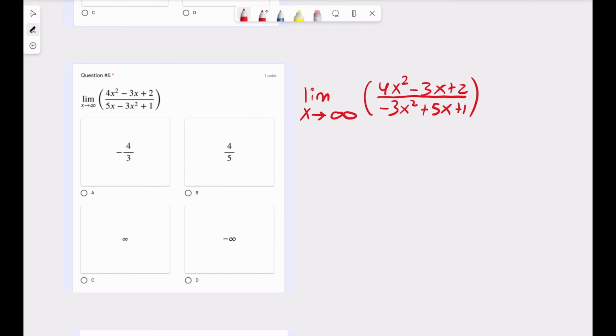So the most important thing about this question is, what do you do when you have a limit as x approaches infinity? For this one, you have to look at the highest degree in the numerator and in the denominator. The highest degree in the numerator is 2, and the highest degree in the denominator is also 2. So what happens when we have the same highest degree in the numerator and the denominator? We would take the ratio of the leading coefficients, which is just 4 over negative 3, and that would be our answer.